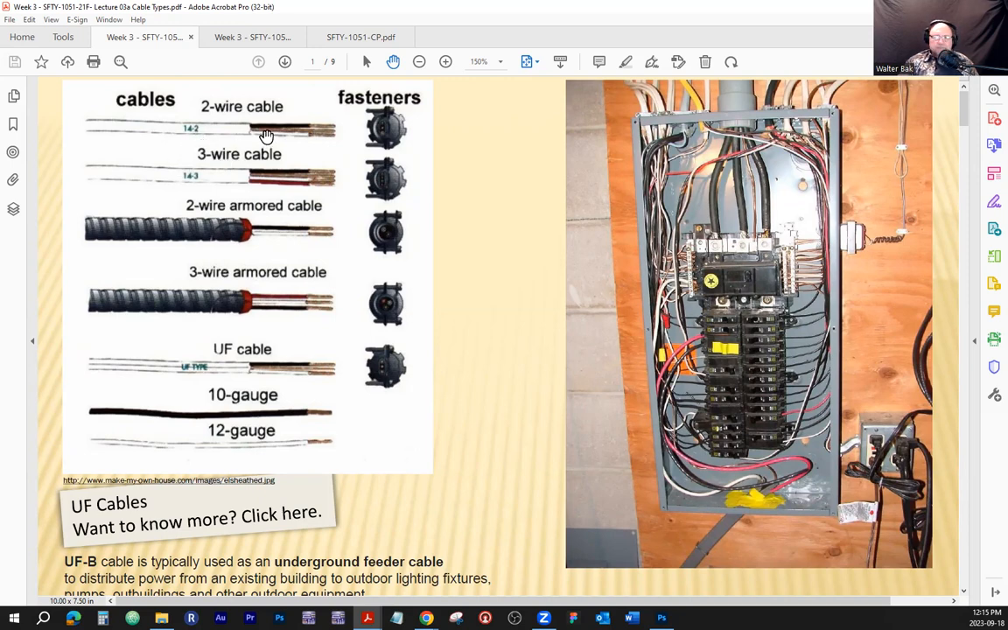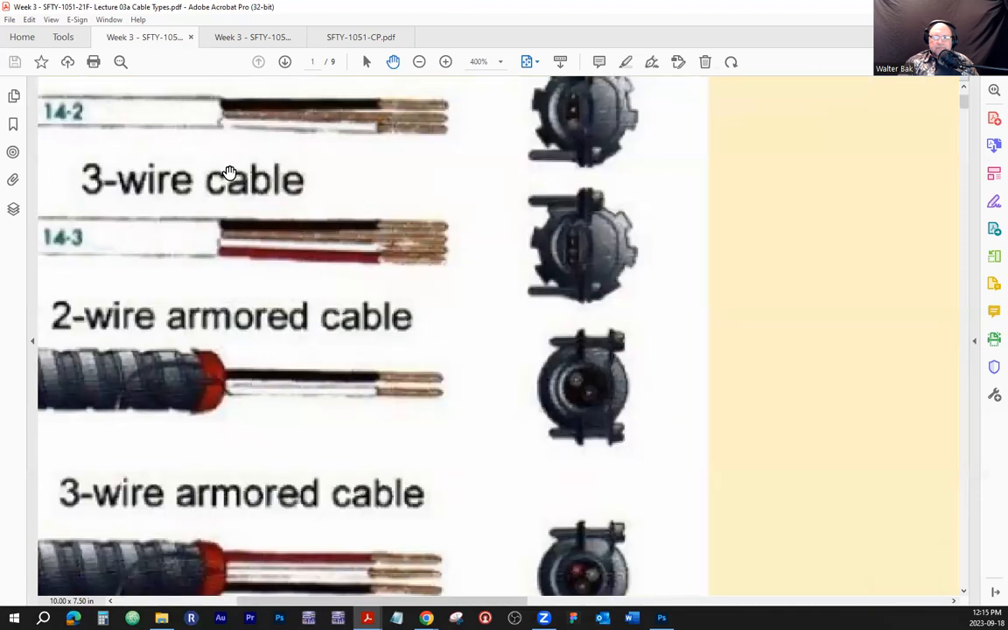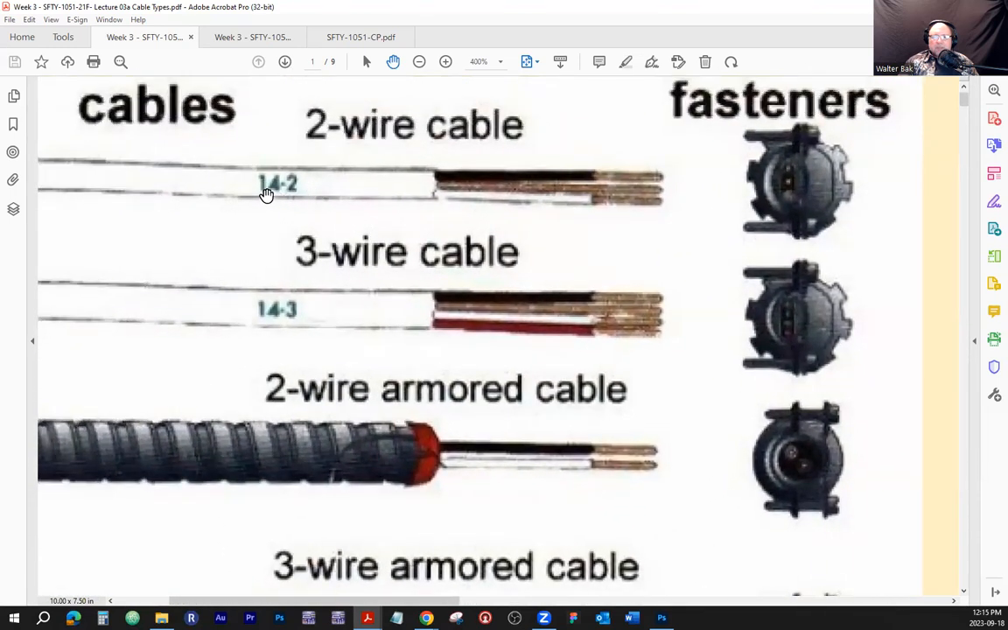What do we see here? We see something that says 14-2. How many physical conductors do we have in this 14-2 cable? A cable is an enclosed entity that encloses single conductors. We have one white wire, we have one bare copper wire, and we have one hot wire, black. White is always neutral. Bare copper is always ground or bond.